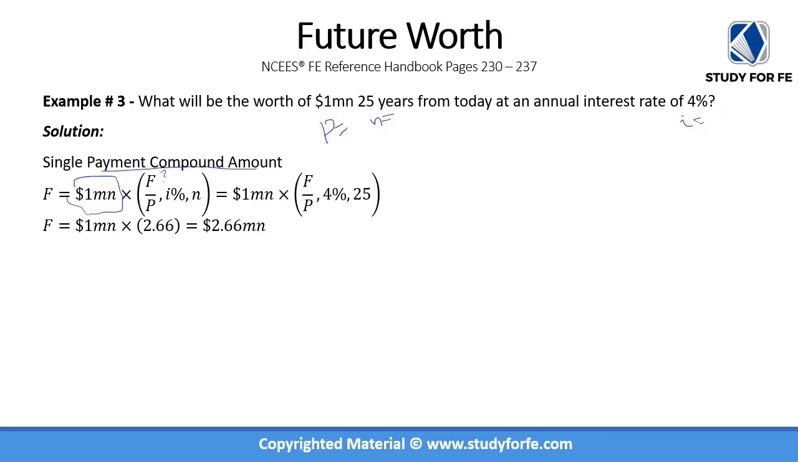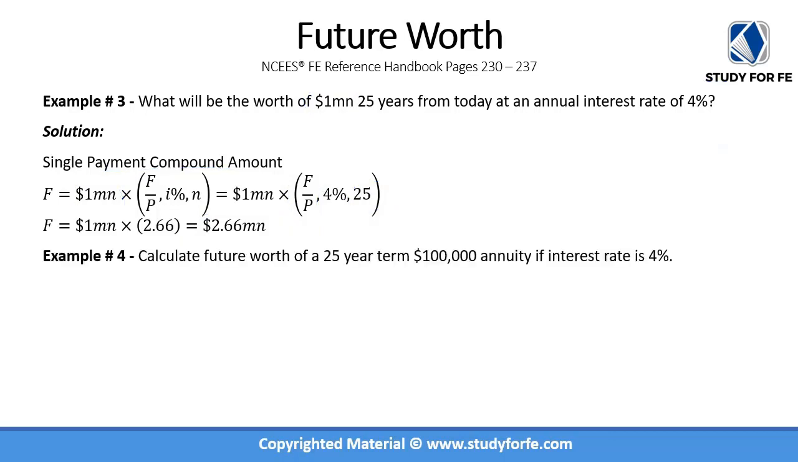You jump to the interest rate table for 4%. You look for this factor F given P in the columns, and in terms of the row, you look at N equal to 25. This happens to be 2.66. So you multiply 2.66 with $1 million and you get $2.66 million. That means today's $1 million is equal to $2.66 million in the future if the annual interest rate is 4%, 25 years from now.